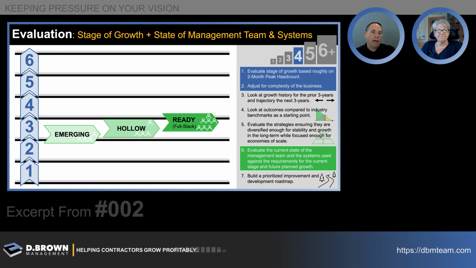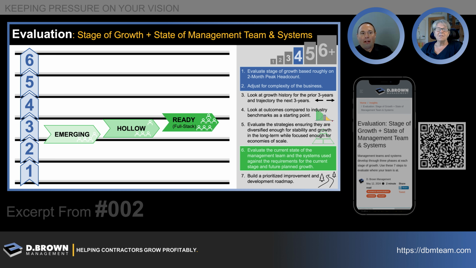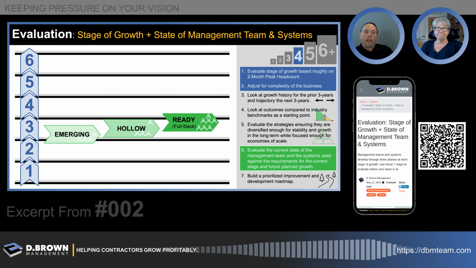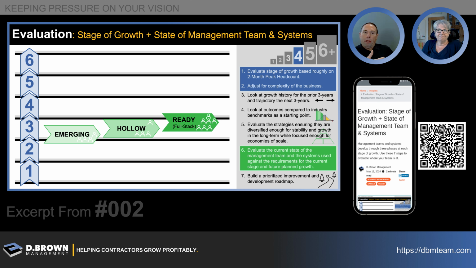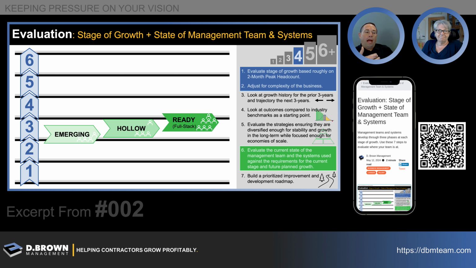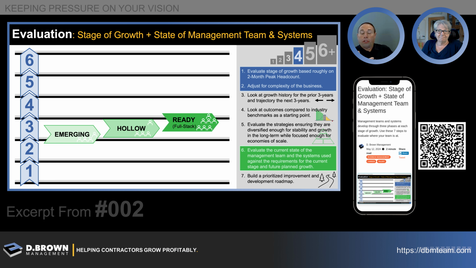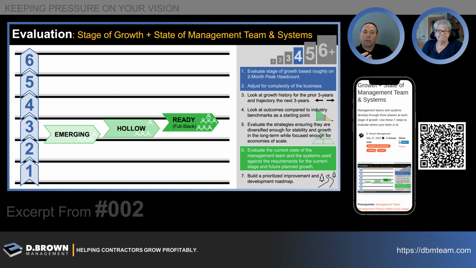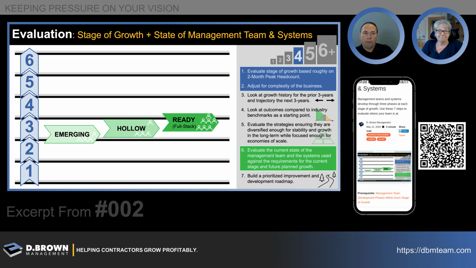Then look at your growth history over the last 3 years and your growth trajectory over the next 3 years. For instance, if you've grown really rapidly over the last 3 years, the state of your management team is probably somewhere between emerging and hollow. That's just the condition of having grown really fast. If you haven't been growing fast, and your state is emerging or hollow for the stage that you're at, you look at that as a slightly different challenge.